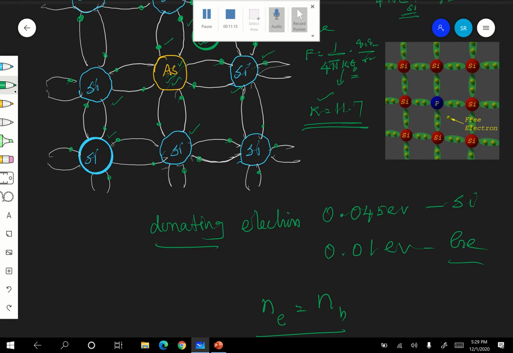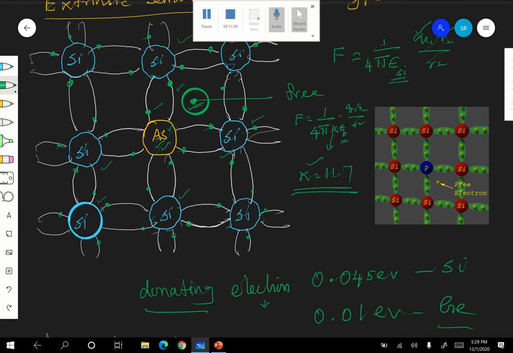Are you following? This arsenic is donating one electron, therefore these are called donor impurities. Very important. Why? Because out of the 5 electrons, 4 electrons form the covalent bond, and 1 electron is given for conduction. It goes to the conduction band. How much energy is required? This much, 0.045 electron volt.